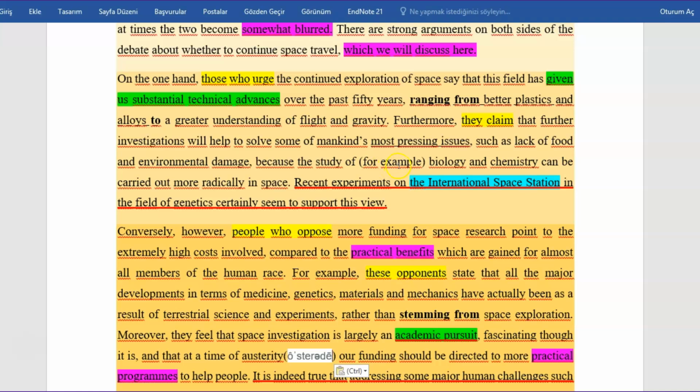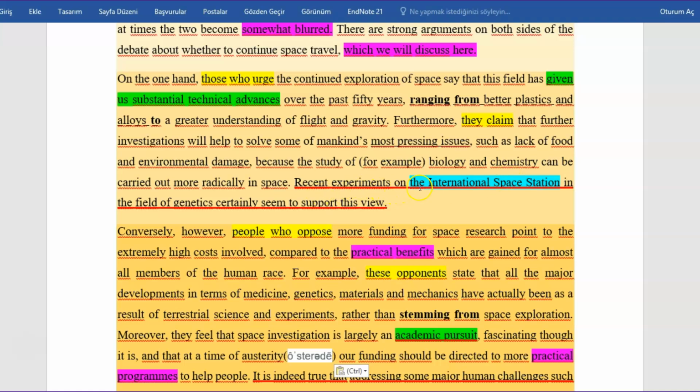Because of this, study of biology and chemistry can be carried out more radically in space. Please pay attention to the usage of reporting language that the candidate used here: those who urge, they claim, people who oppose, these opponents.